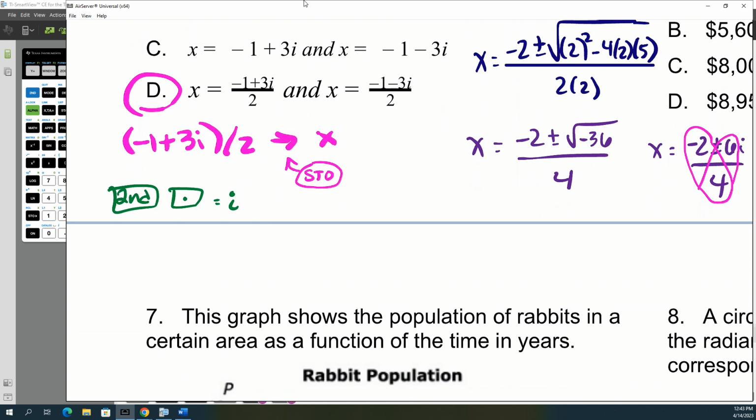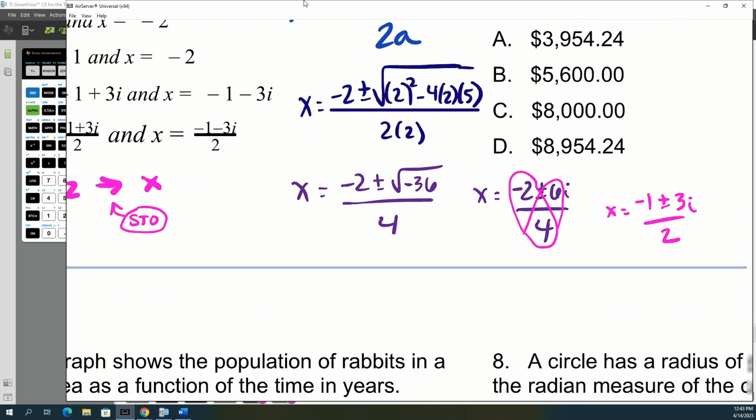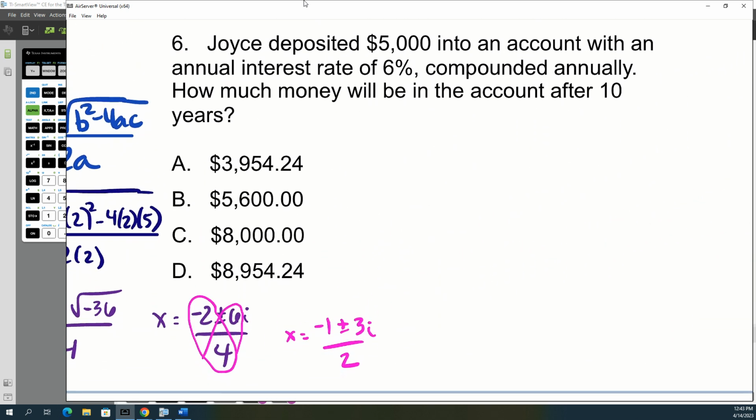All right, so number 6 is another formula that is on the reference sheet. Joyce deposited $5,000 into an account with an annual interest of 6% compounded annually. How much money will the account have after 10 years? When you see compounded annually, that's the compound interest formula.